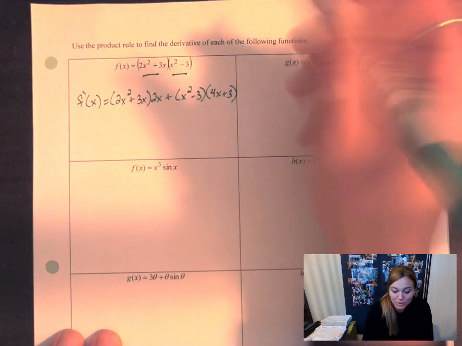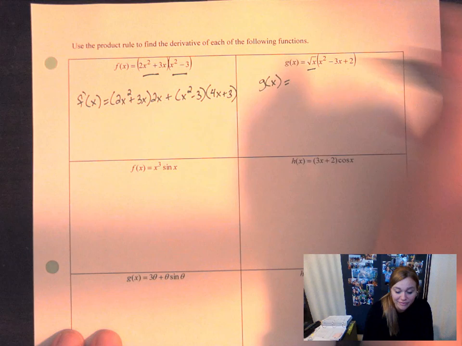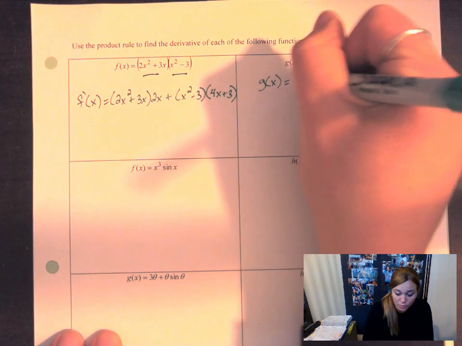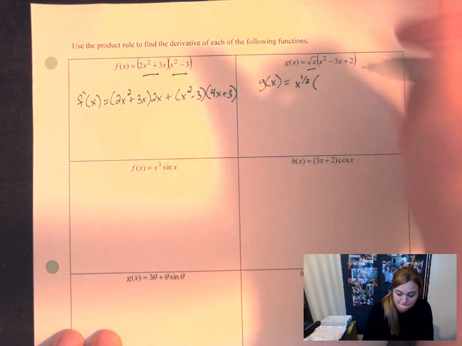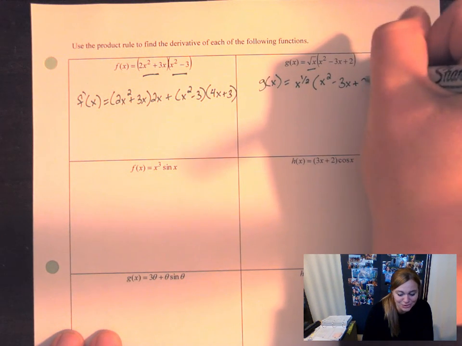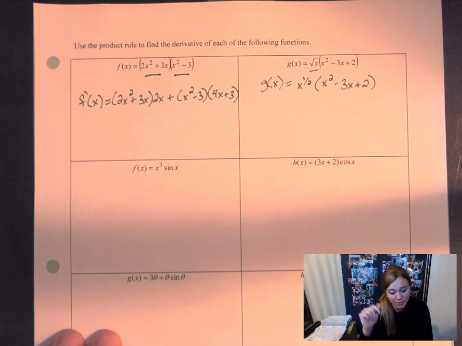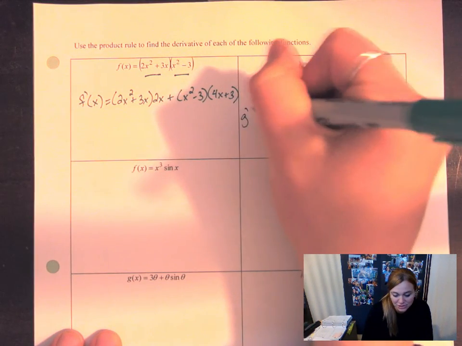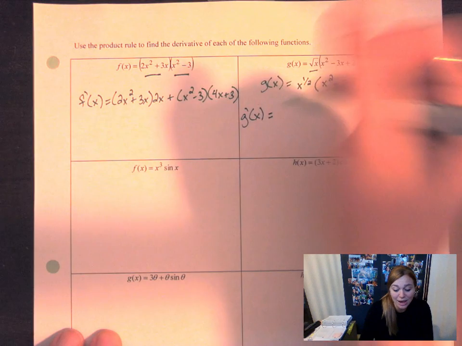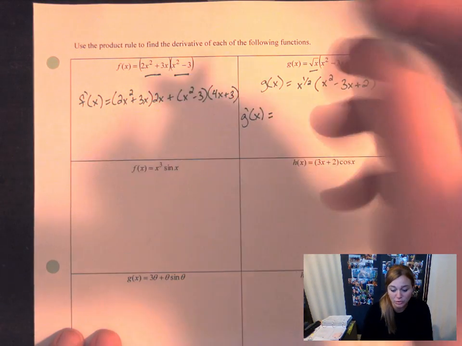This one, I would rewrite only slightly. Square root of x is the same thing as x to the 1/2, times x squared minus 3x plus 2. Because this is only one term, this is actually pretty easy to distribute and then use the power rule, but whatever. I'm going to go with the product rule because I just did this. And notice how I am labeling. This is g of x, this is g prime. Be really careful about your labels.